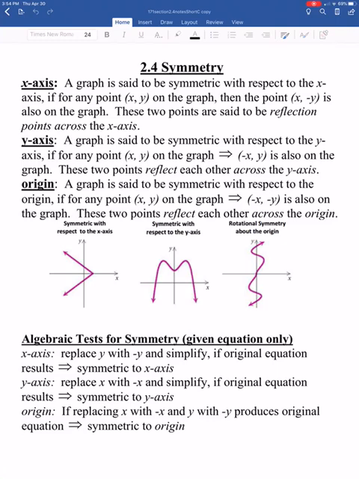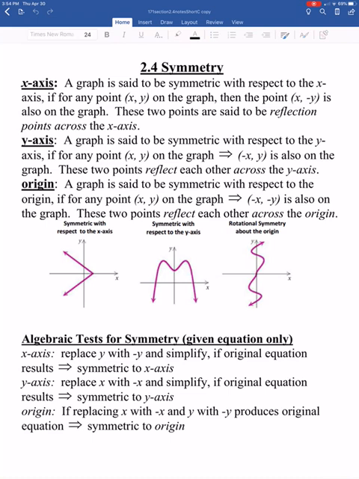All right, let's take a look at our next section, 2.4, which involves symmetry. There's three things we'll look for when we're looking at the symmetry of a graph: symmetry with respect to the x-axis, the y-axis, or the origin. So those are our three tests for symmetry. Let's talk about what it means to be symmetric to the axes or the origin.